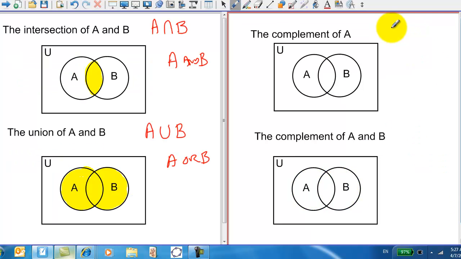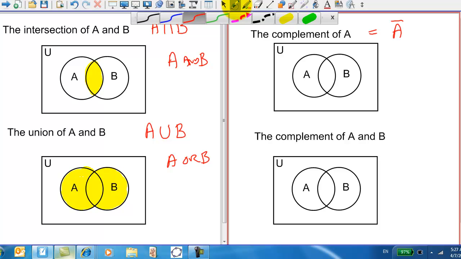The complement of A means those things not in A. It's denoted by A complement with a bar over it like that. And that means everything outside of A. So everything that's in the universe of possibilities, but not in A. So that's all this stuff out here. That's the complement of A.